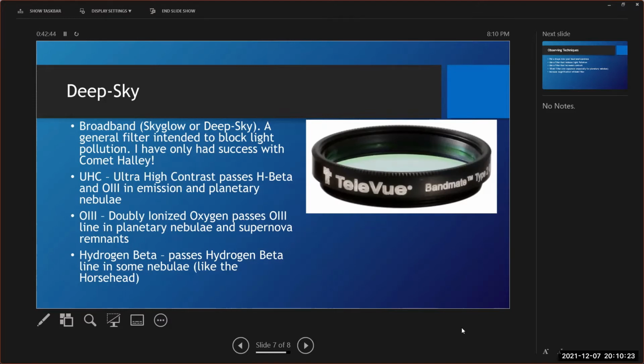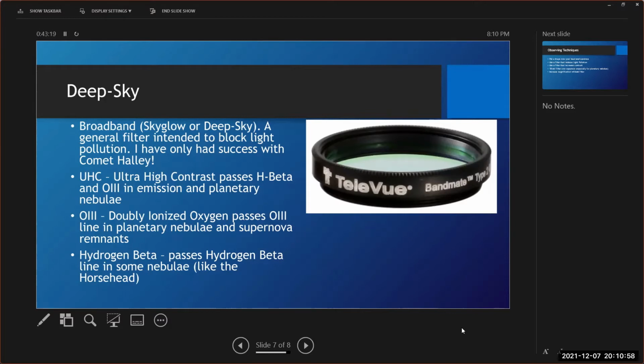The UHC blocks out most light except for a few bandwidths at oxygen 3 and hydrogen beta. The oxygen 3 filter blocks out the doubly ionized oxygen. It permits those, and it's really good for using on planetary nebulae and supernova remnants. So you're getting a lot less light with the oxygen 3 than with the UHC.